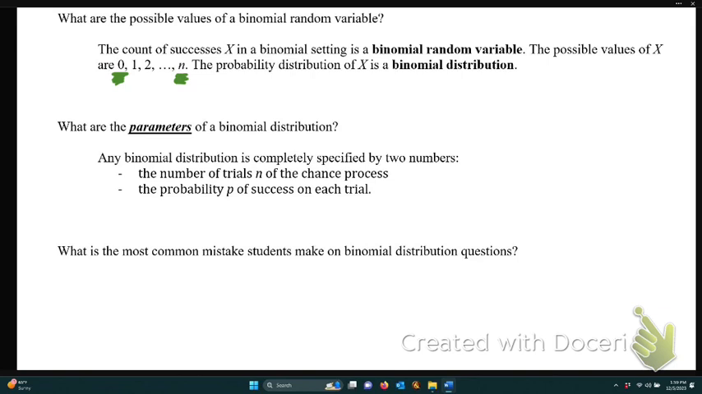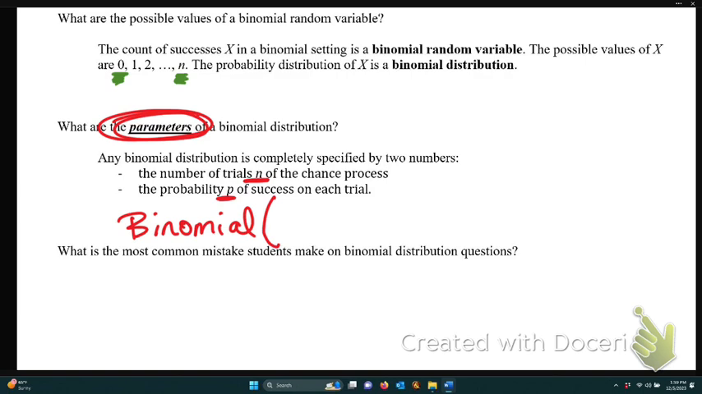The parameters, we've already talked about this. The parameters are n and p. So if you know that you have a binomial distribution because you checked the BINS, you would say that you have a binomial with n and p, and you would define what n and p are.